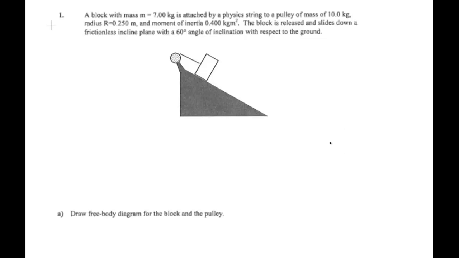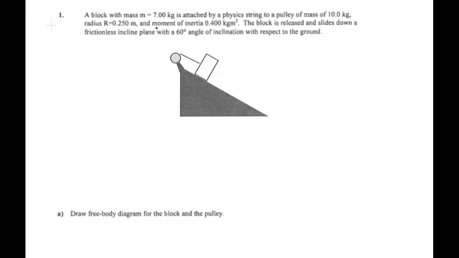In this video we will be dealing with a problem involving a pulley with mass and a block on an inclined plane. This is a block with mass M of 7 kilograms attached by a physics string, that is a string that's unstretchable and has no mass, to a pulley of mass 10 kilograms, radius 0.25 meters, and moment of inertia of 0.4 kilogram meters squared.